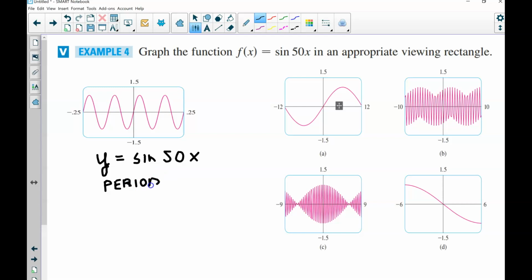Not 2, 2 pi. Okay, and then the graph of y equals sine of 50x is shrunk horizontally by a factor of 50. So therefore, we would have 2 pi divided by 50, which if we reduce that, it's pi over 25, which gives you approximately 0.126.